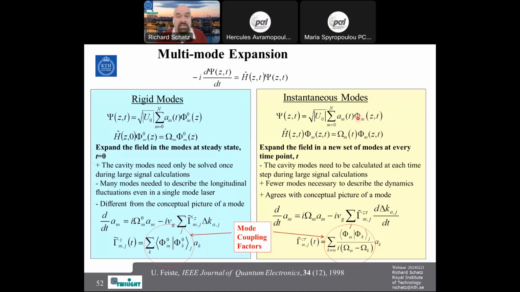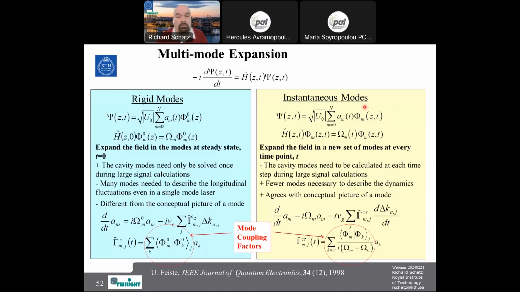Here you need to solve at each time point the Maxwell equations using the transfer matrix method. However, you can show that when you know the solution from the previous time point, you just need to look at the differential change. So it's not so much more numerically difficult. However, for small signal analysis, this is much better, because here you can use fewer modes. If you have a single mode laser, even if it chirps, even if the intensity distribution varies with time, you need only one mode to describe it.